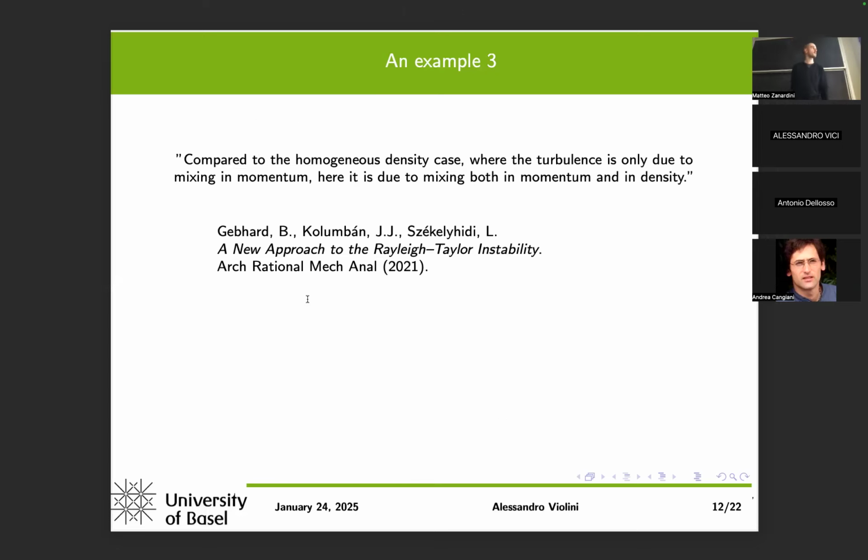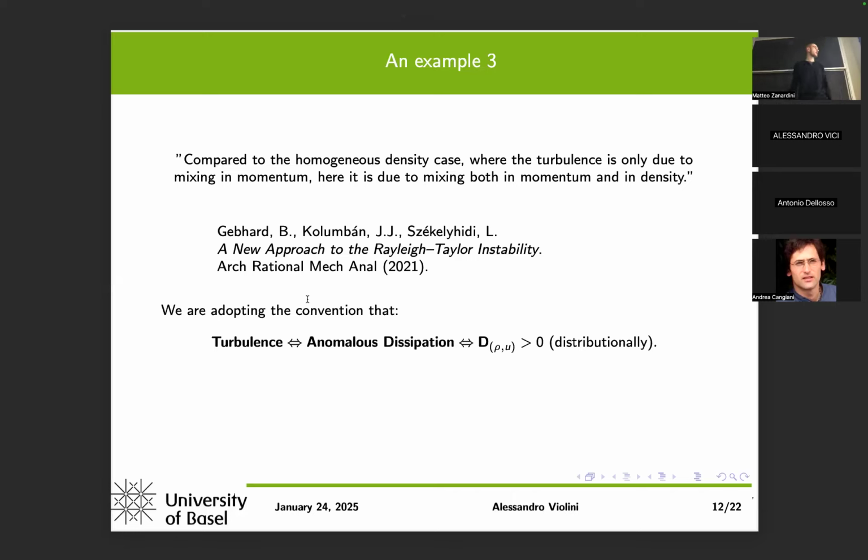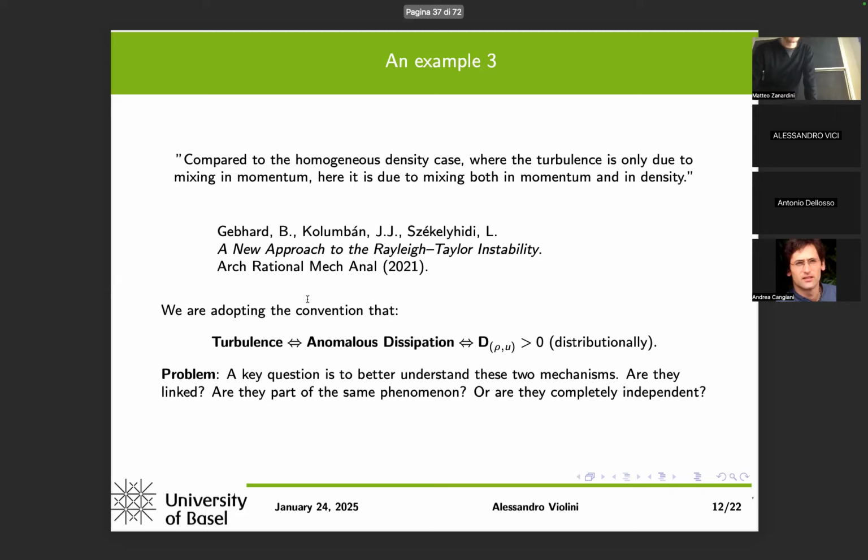Now, it's very hard to give a proof of this. Let me first say that when I say turbulence, I mean anomalous dissipation. So turbulence for me in this talk means that I'm losing energy in a strange way that I cannot explain. And for the same reason, turbulence means that the local dissipation is positive. So I'm dissipating energy somewhere in my domain. So the problem now is to understand if these two mechanisms are linked or not. Is it possible that I'm losing energy just because the density is mixing, or is the energy just lost because of the intrinsic structure of Euler?